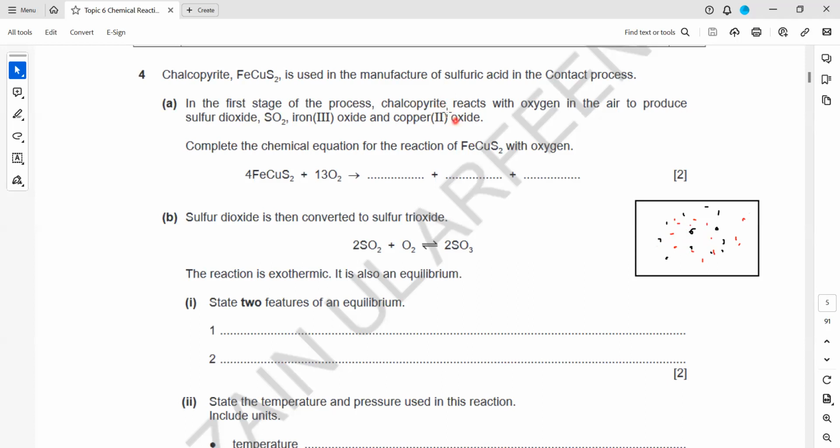And using a catalyst also alters the rate of both forward and backward reactions. Whenever a catalyst is used, the rate of the forward reaction will increase and the rate of the backward reaction will also increase.